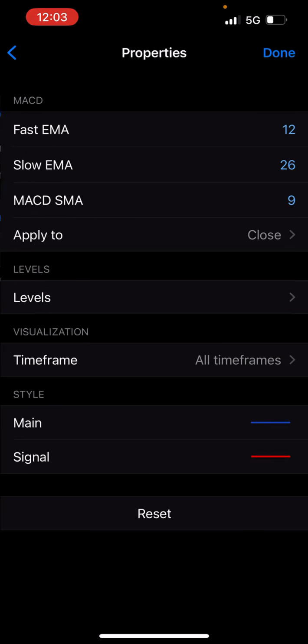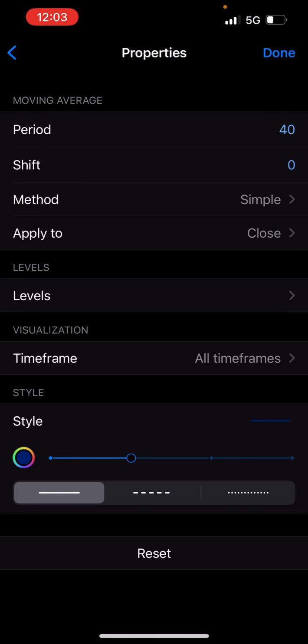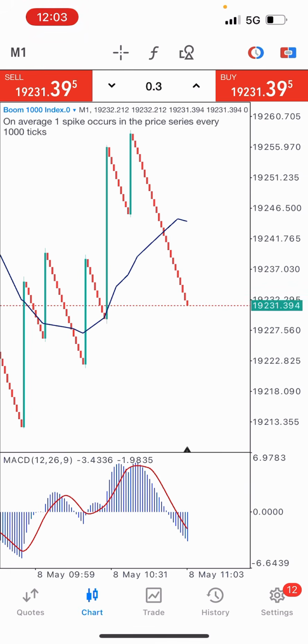First indicator is MACD. I put my MACD fast EMA at 12, slow EMA 26, MACD SMA 9. Then I set the main line to blue and the signal line to red. Then I click done, and the last indicator is moving average, which I set on period 40, shift 0, method simple, apply to close. The style is 2 pixels. Then I click done. Beautiful strategy.